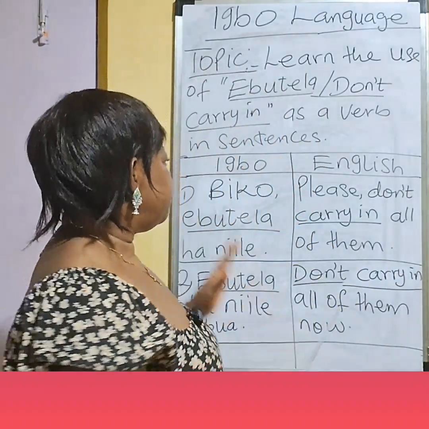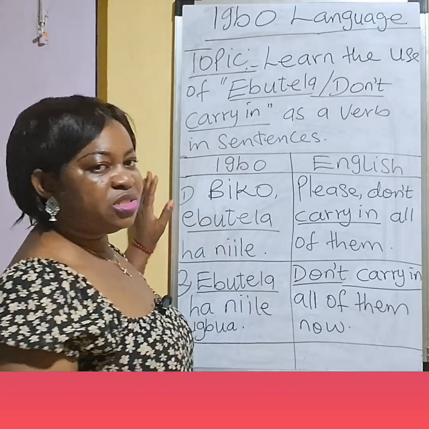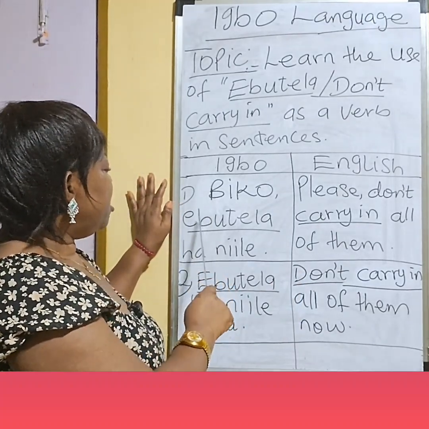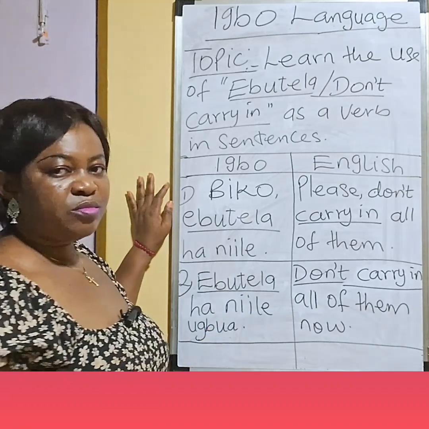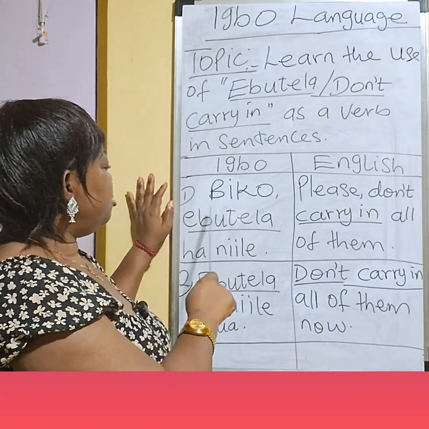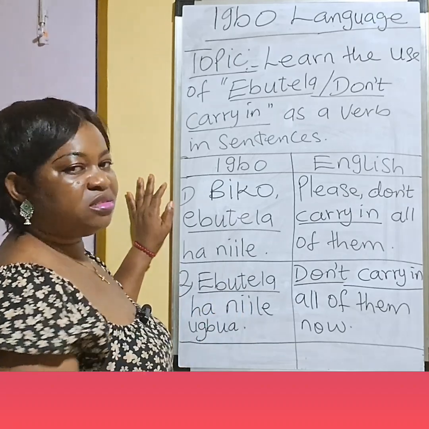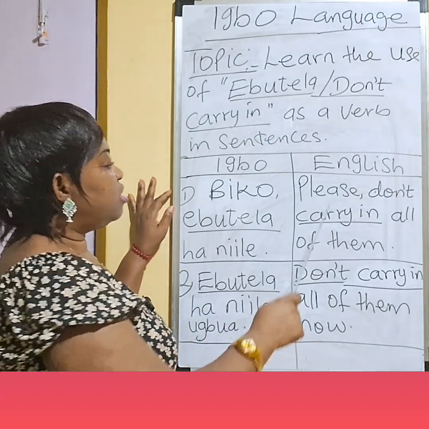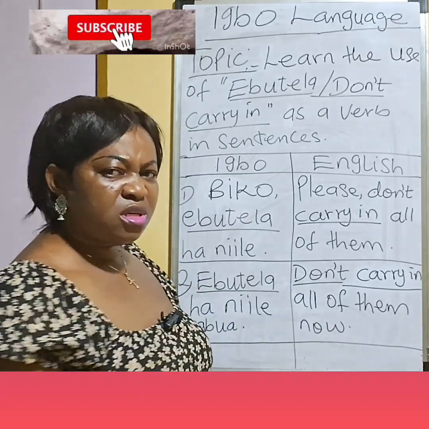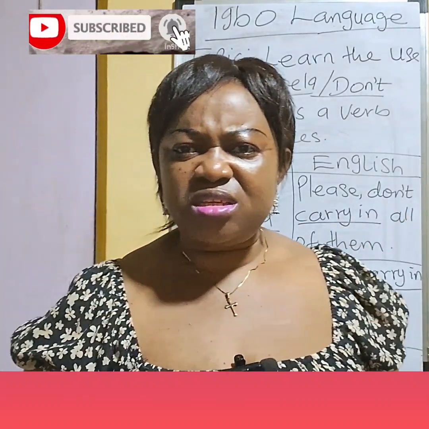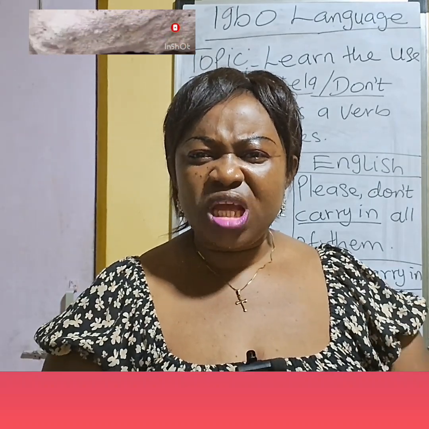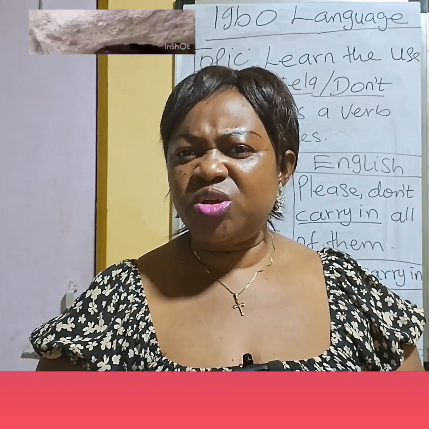Let us see them. Igbo, English. Number one sentence says, Biko, Ebutela ha niile. Or say that, class. Biko, Ebutela ha niile. Meaning, please don't carry in all of them. Biko, Ebutela ha niile. Please don't carry all of them.